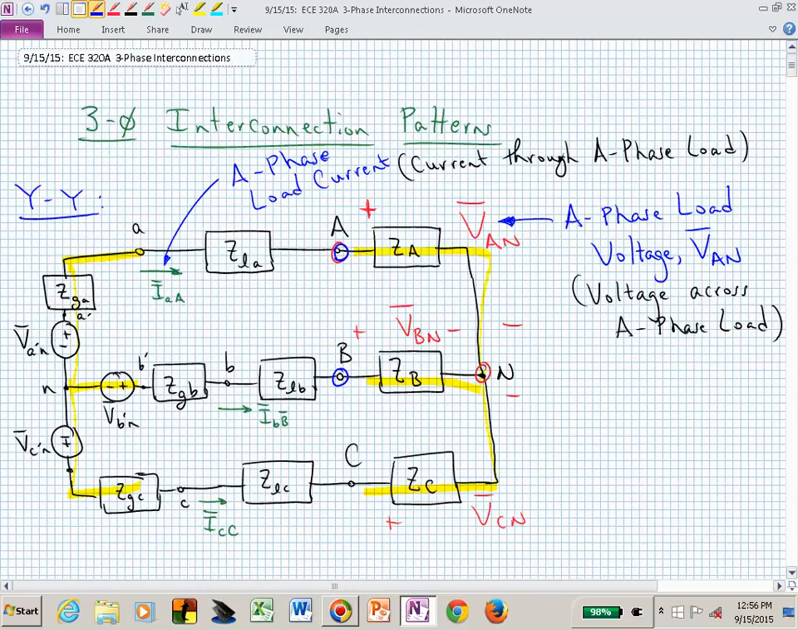The currents here, I sub little a, capital A, that's the A phase load current. That current goes through the A phase load. And that's also the line current in this Y connected load. The phase current and the line current are the same. Our phase voltage and line voltage were not the same. That's the Y.